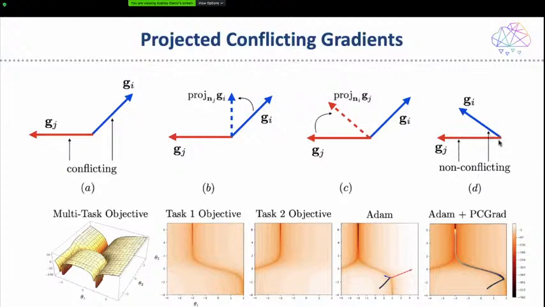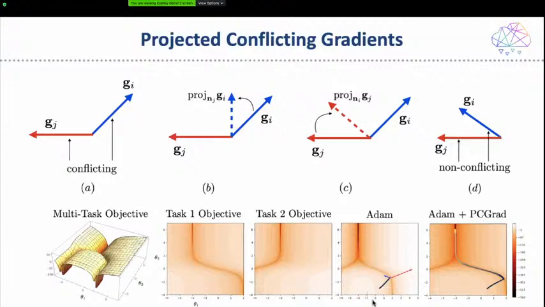And in this way, you might end up not getting stuck in a minimum. To illustrate this, they show this bottom figure, where you have the multitask objective. The first task is this, and these darker spots are where the loss function is the smallest. And for the second task, the minimum is basically here.